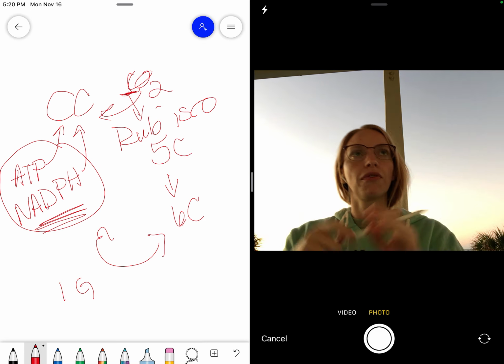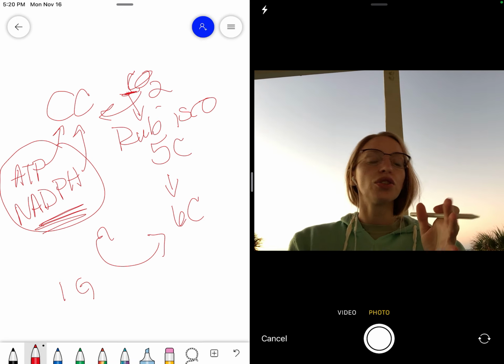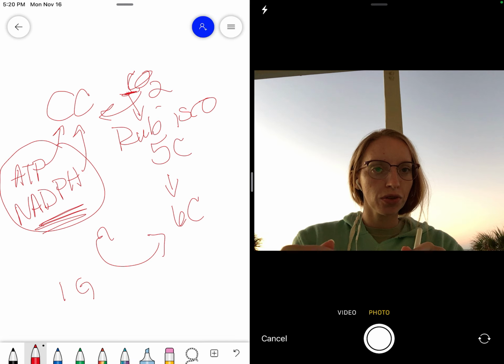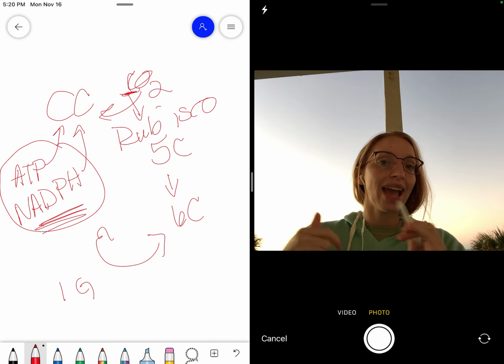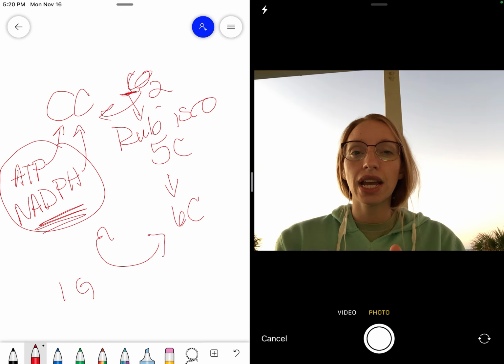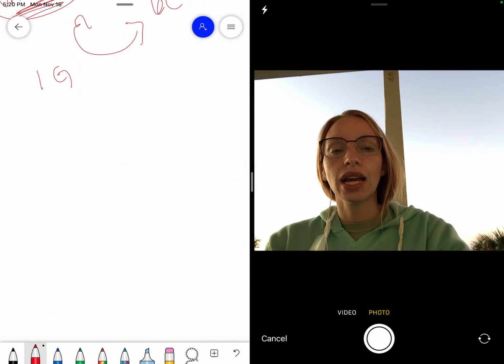Let's talk about them. The first thing that happens is glycolysis. Glycolysis happens in the cytoplasm. During glycolysis, glucose will be broken down into 2 pyruvate molecules, which are both 3 carbons apiece. It will also make a little bit of NADH. Remember, NADH is an electron carrier, and if you don't have enough NADH, then that process will stop. So you have to make NADH for that to occur.